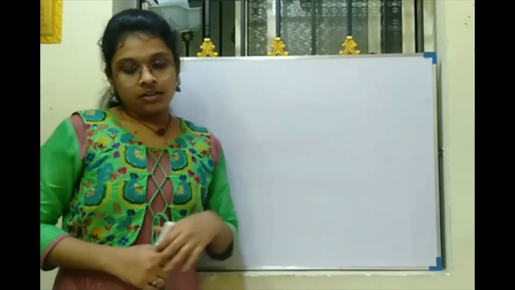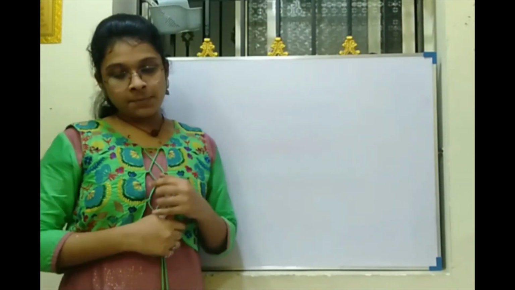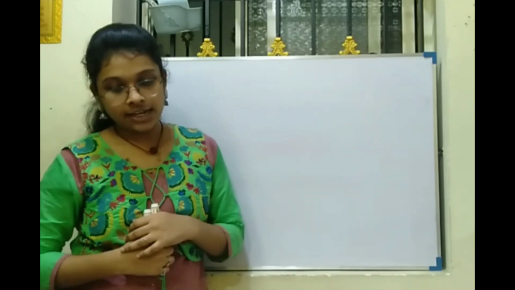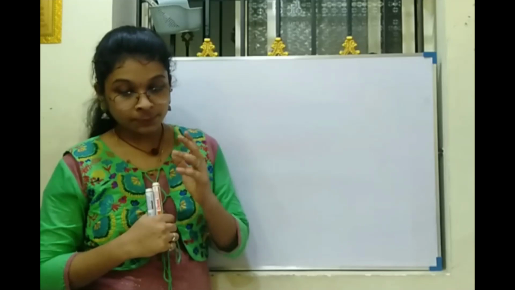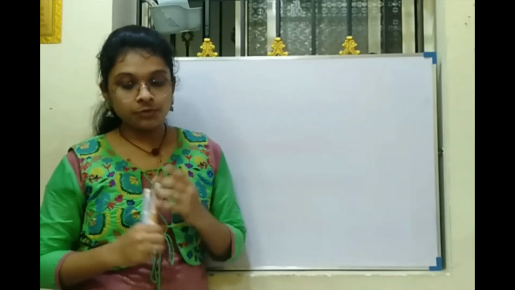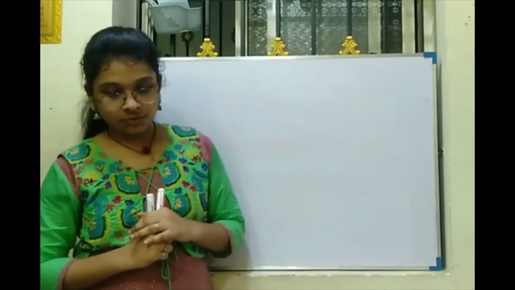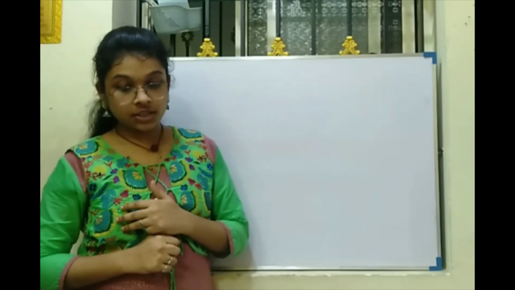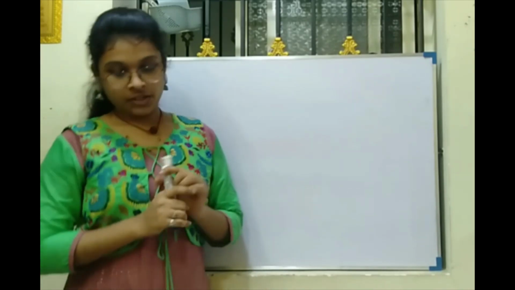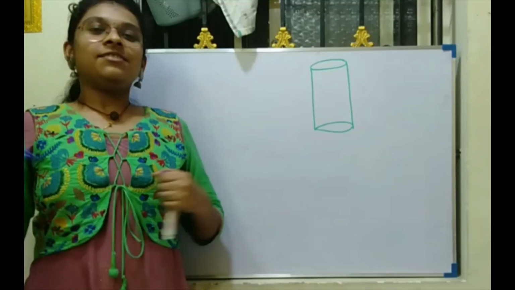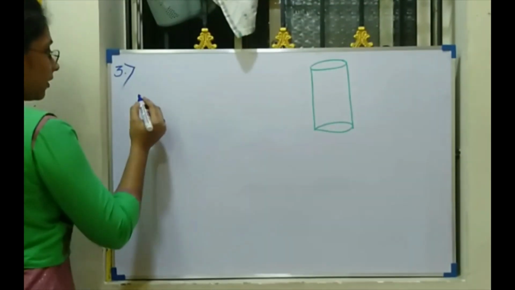Okay. The third question. A metal pipe is 77 centimeter long. The inner diameter of the cross section is 4 centimeter. The outer diameter being 4.4 centimeter in the given figure. Find its inner curved surface area, outer curved surface area and total surface area. Oh my god, what a big question. Okay. First let's write the given data.